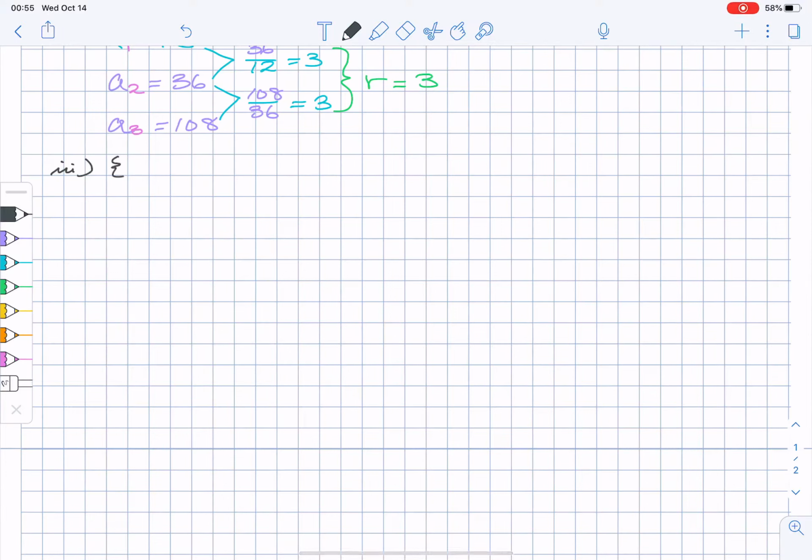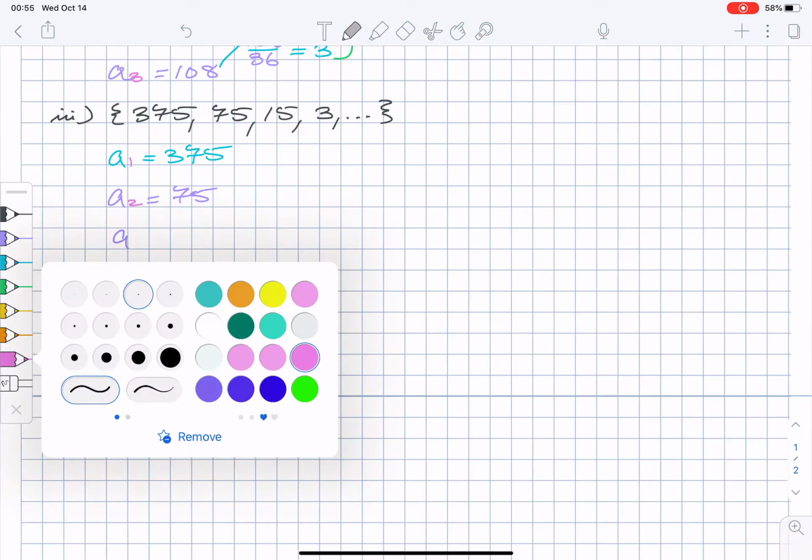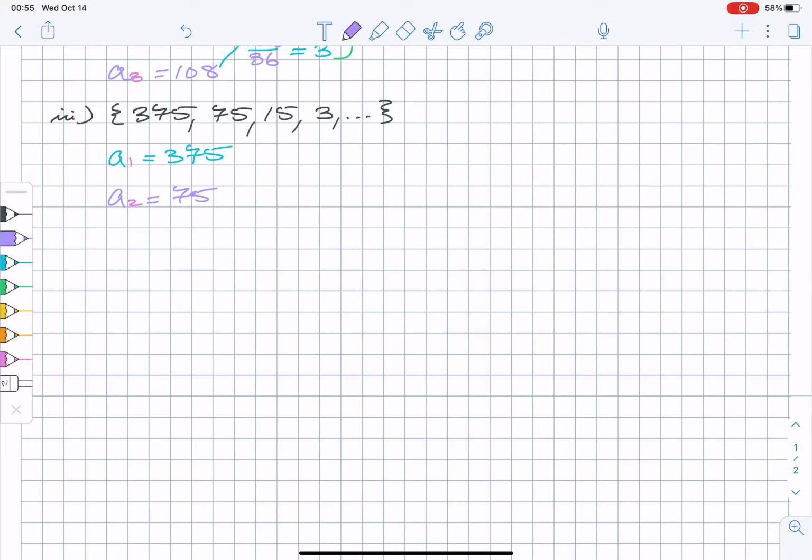So third time's a charm. Let's say we have the sequence 375, 75, 15, 3, etc. So now we have that a sub 1 is 375, a sub 2, the second term of the sequence, is 75, a sub 3, the third term, is 15, and a sub 4, the fourth term, is 3.